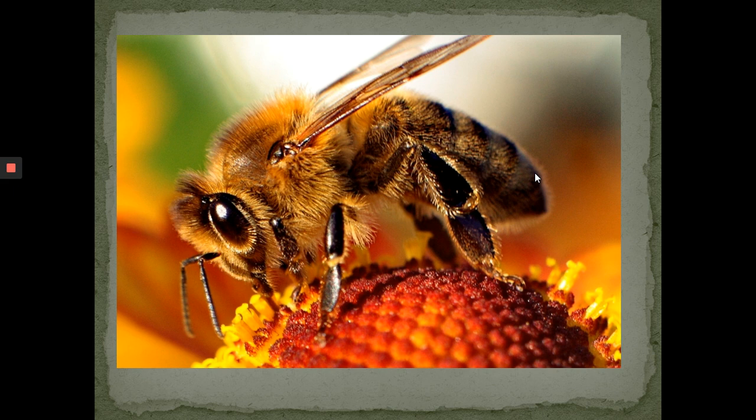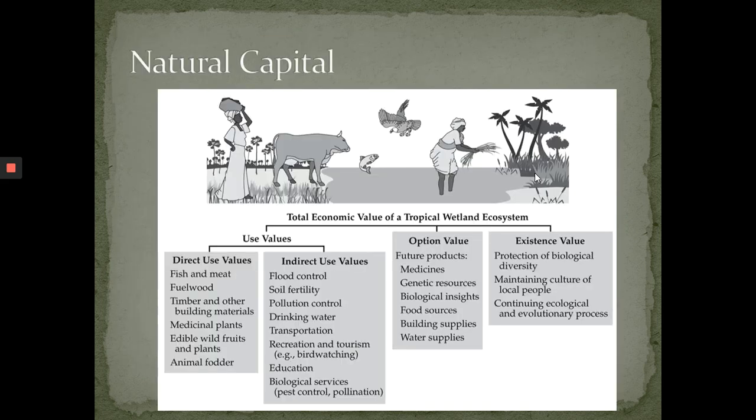What about a bee? What kind of value does a bee offer? We'll come back to this one. The way we look at it in conservation biology is we have direct use value, we have option value, and we have existence value. So these things are thought of as different uses that are out there.